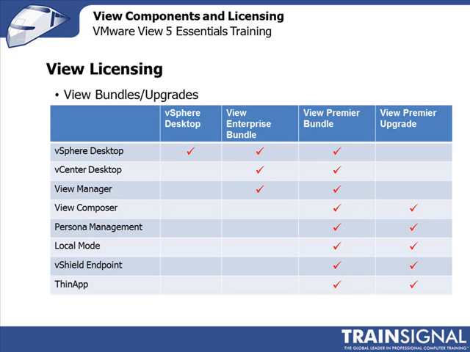All right, let's take a look at the wonderful world of licensing. As we look at View licensing, there are essentially two main product suites: the View Enterprise suite and the View Premier suite. View Enterprise is really pretty slim. You're not getting much when you get the Enterprise bundle. You get View Manager, which is the broker, so it allows you to do brokering and pooling, but you don't get View Composer, you don't get Persona Management, you don't get Local Mode, you don't get Visual Endpoint, and you don't get ThinApp. So all the real bells and whistles come in the Premier bundles.